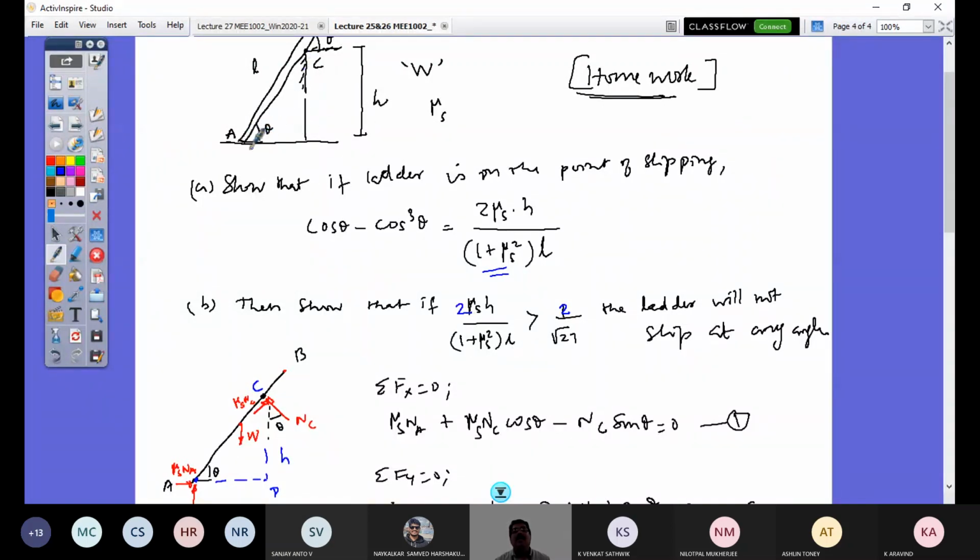As this angle theta reduces, there is a chance of this slipping. As this angle theta increases, so the lean angle is very small here, it will be able to be stable there. So you have to prove this second part.